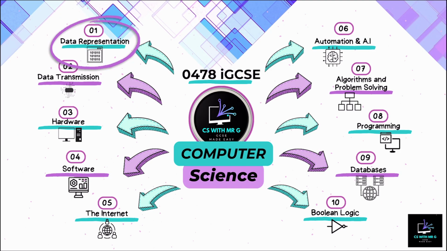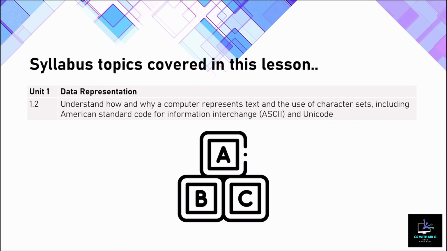So we're over halfway through Unit 1 of the syllabus, and there's only a few more lessons left to do with data representation, starting with text. So straight from the syllabus, we are required to understand how and why computers represent text and use what we call character sets, including this term ASCII and also Unicode. So we're going to look at how these two systems represent characters in the computer.